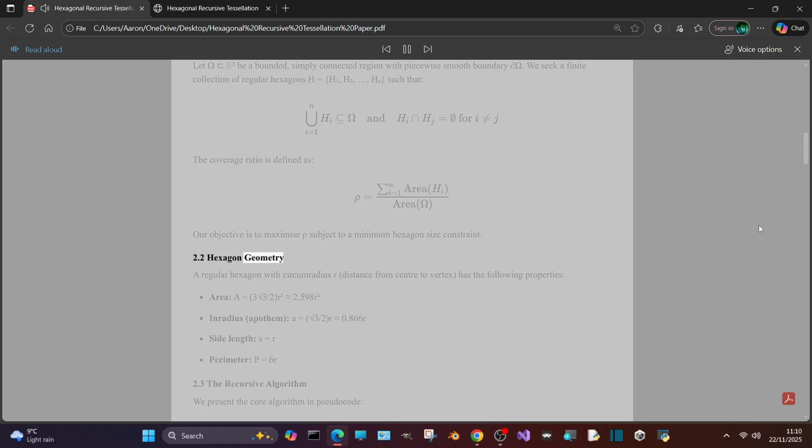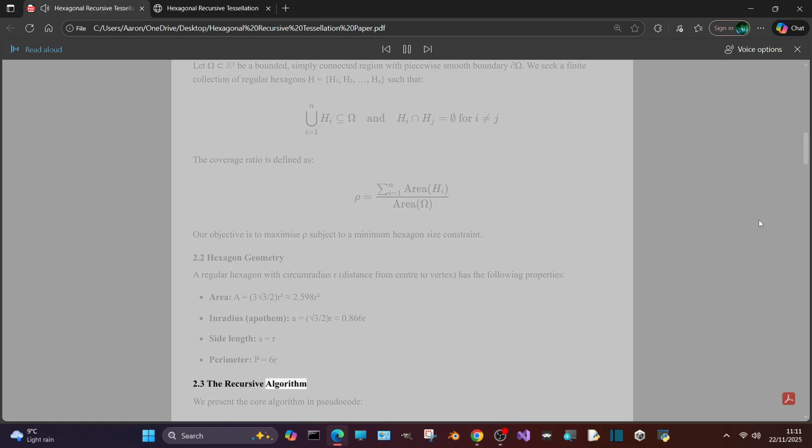2.2 Hexagon geometry. A regular hexagon with circumradius r, distance from center to vertex, has the following properties. Area A equals 3 square root 3 over 2 r squared, almost equal to 2.598 r squared. Inradius, or apothem, equals square root 3 over 2 r, almost equal to 0.866 r. Side length s equals r. Perimeter P equals 6r.